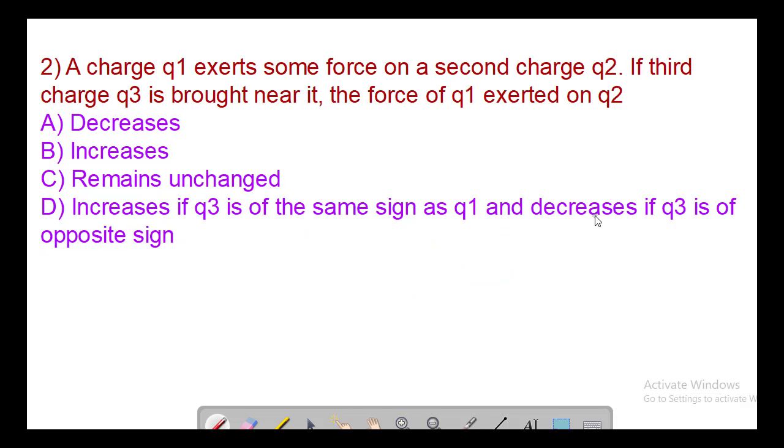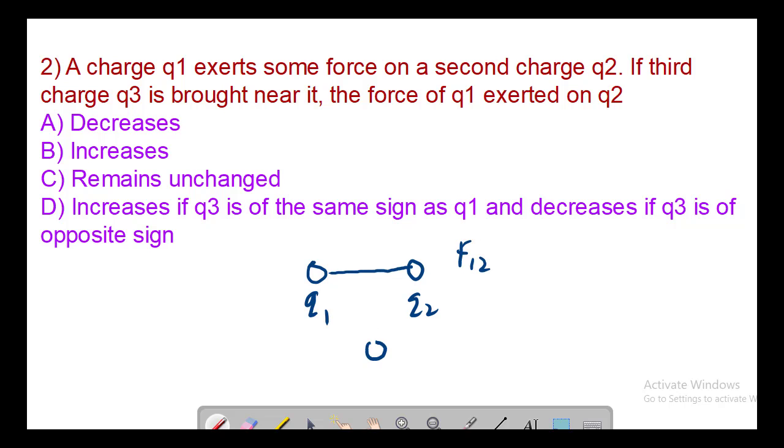Next is question number 2. A charge Q1 exerts some force on a second charge Q2. If a third charge Q3 is brought near it, the force of Q1 exerted on Q2. So we have a charge Q1 and we have a charge Q2. So there will be some force of attraction or repulsion between them. Let that be F12.